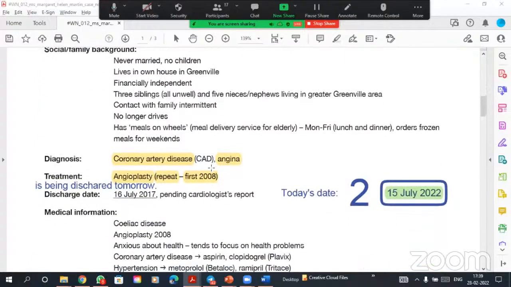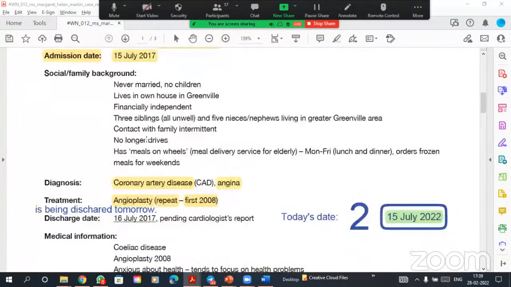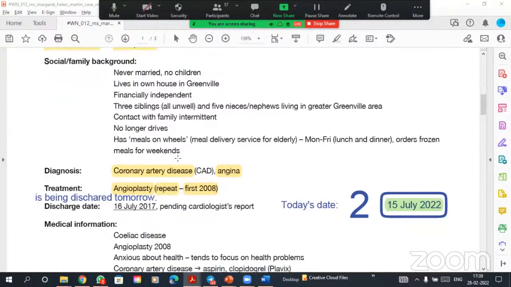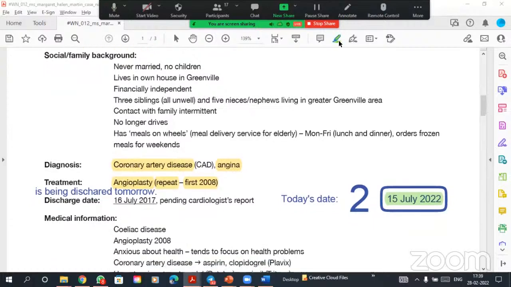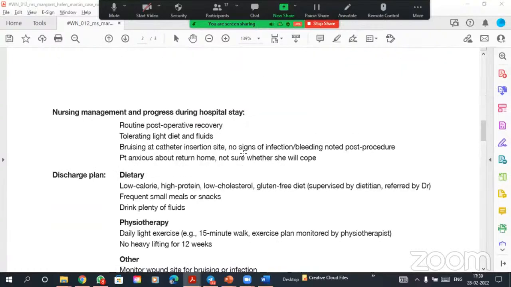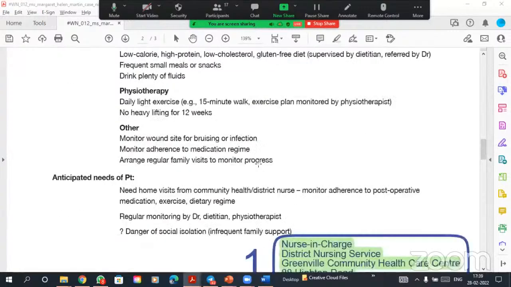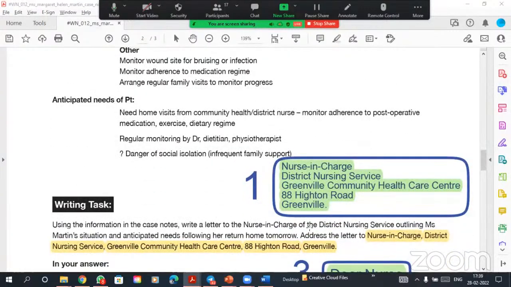Now here, you can see very clearly. You have to go here and check up everything. Discharge plan. So what is this? Is this a discharge letter?